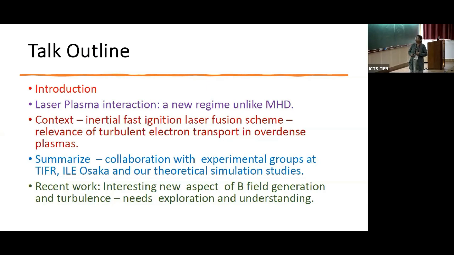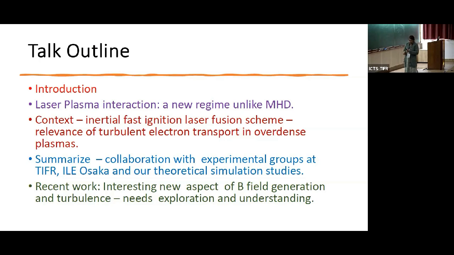on those studies that we have carried out in the context of the inertial fast ignition laser fusion scheme, where the relevance of turbulent electron transport in overdense plasmas becomes important. To give a background, I'll summarize earlier studies where I collaborated with experimental groups at TIFR and ILE Osaka. And we have carried out theoretical as well as simulation studies to explain some of these results.